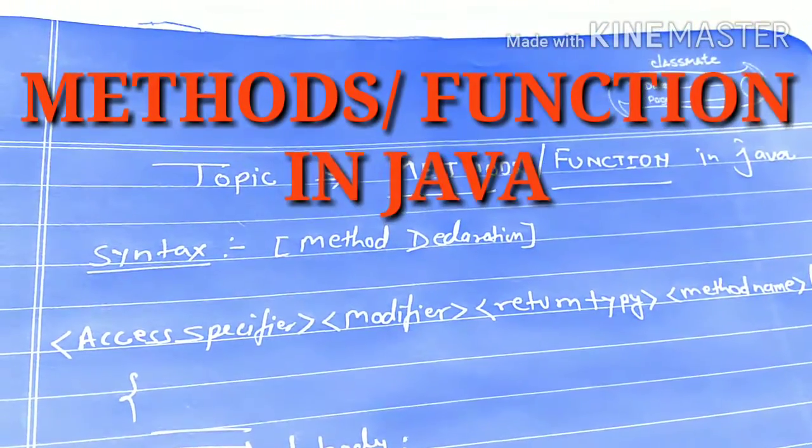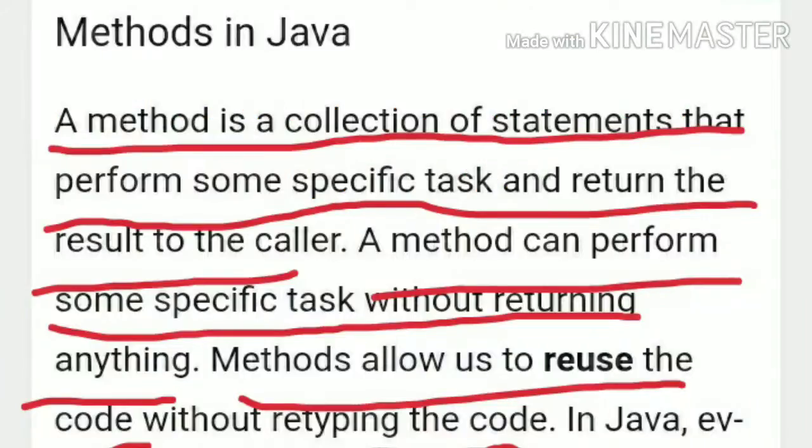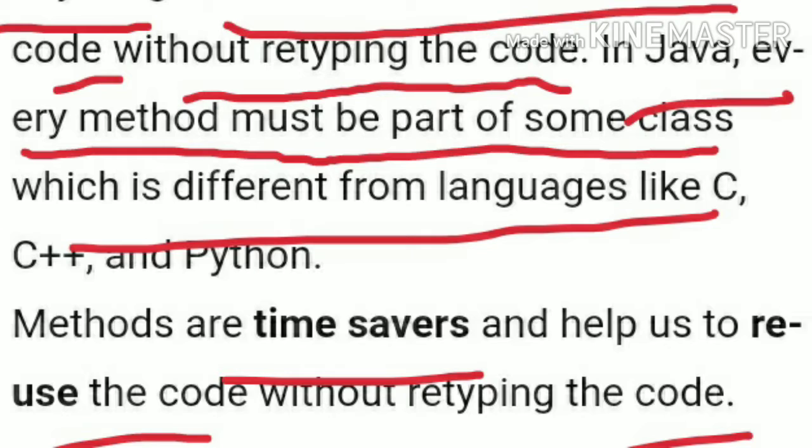So first, what is a method? A method is a collection of statements that perform some specific task and return the result to the caller. A method can also perform some specific task without returning anything. Methods allow us to reuse the code without retyping the code. In Java, every method must be part of some class, which is different from C, C++, and Python. Methods are time savers.